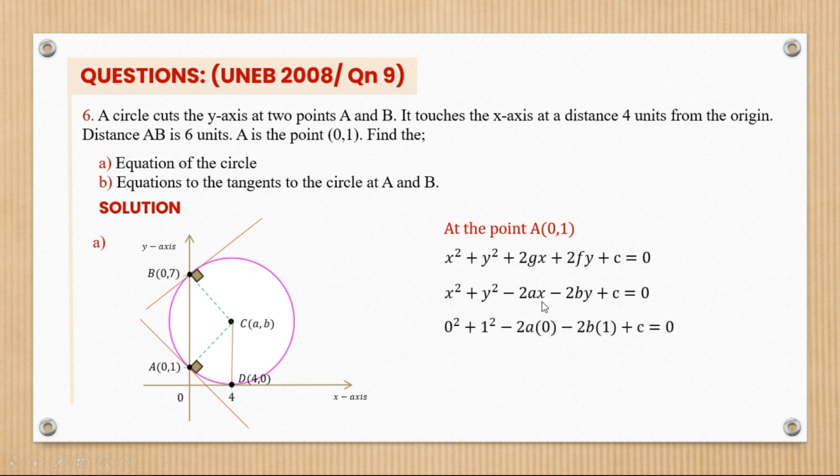Alright, so now I can see that at this point x is 0 and y is 1. So that's why we have it this way. When I simplify further, I'll have 1 minus 2b plus c being equal to 0, of which I'll have equation 1 as negative 2b plus c being equal to negative 1.